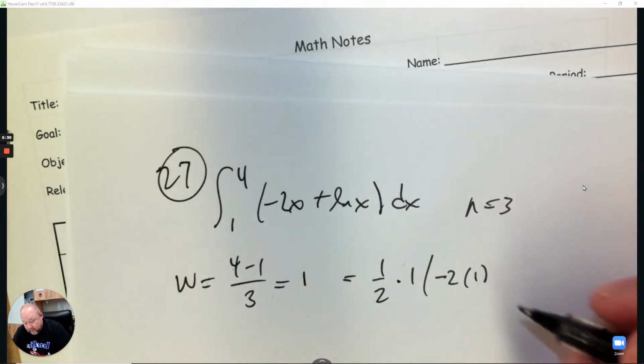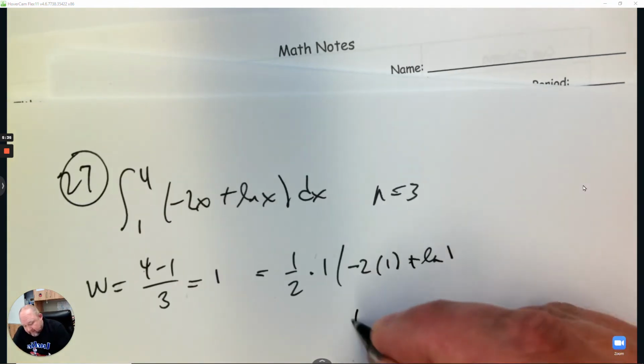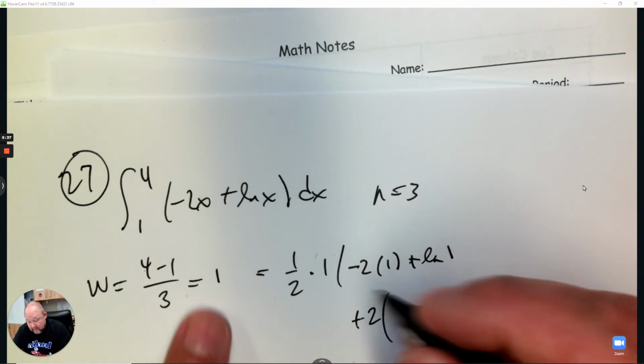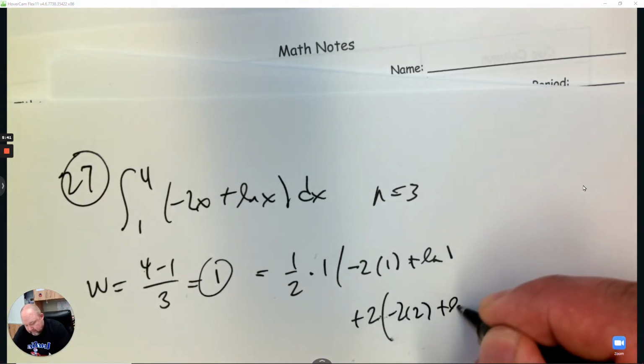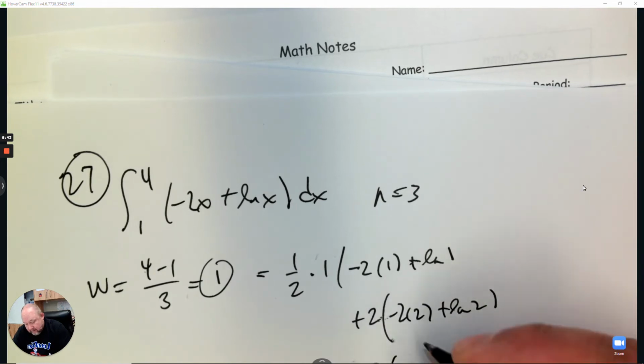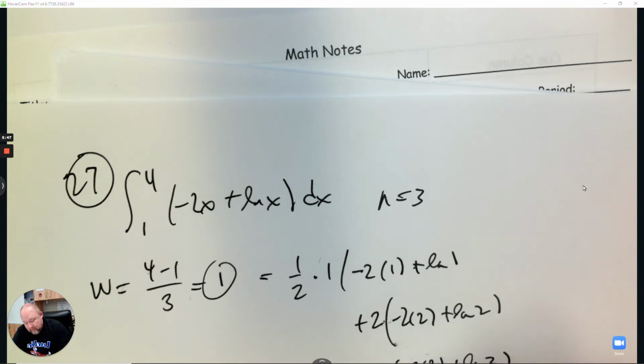So we're going to plug in 1 to begin with. And then we're going to double, and we're going to count by 1. So we're going to plug in 2, but we'll double that answer. We're going to plug in 3, but double that answer. And then when we plug in 4, we don't double the answer.